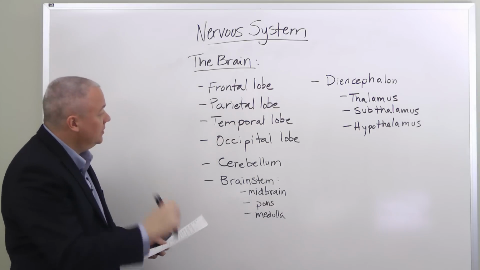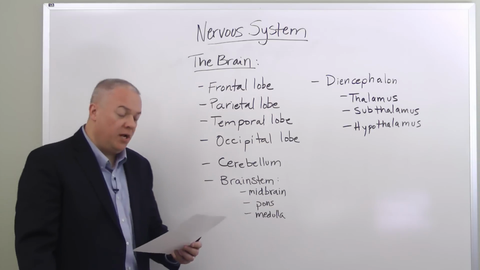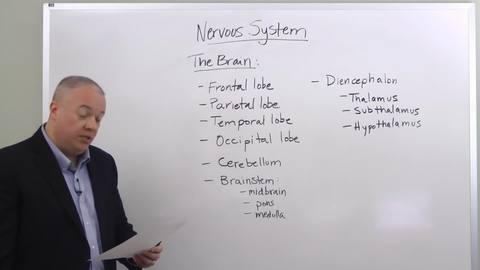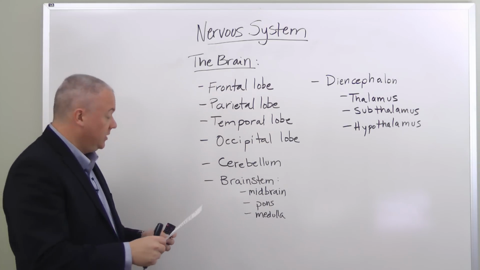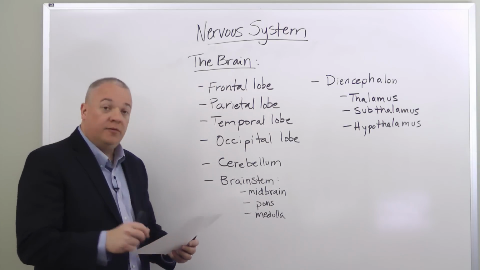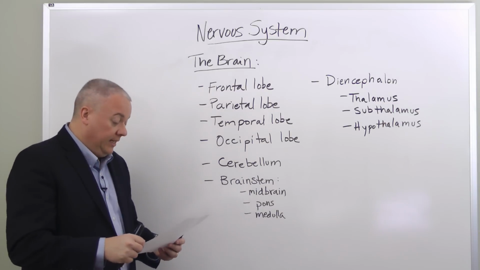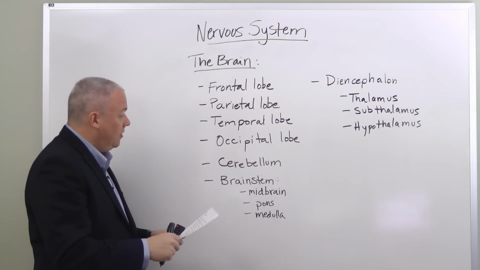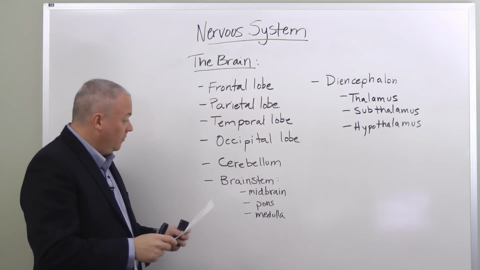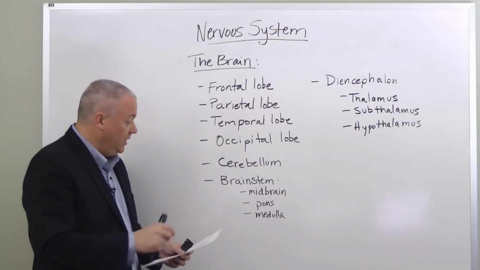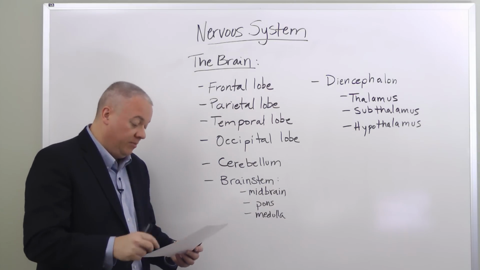That's the parietal lobe. Then the temporal lobe is responsible for our hearing, auditory information, and our language comprehension. The occipital lobe is our center for visual information, our sight. The cerebellum coordinates all of our muscle function. And then we have the brainstem, and within the brainstem we've got the midbrain, the pons, and the medulla.